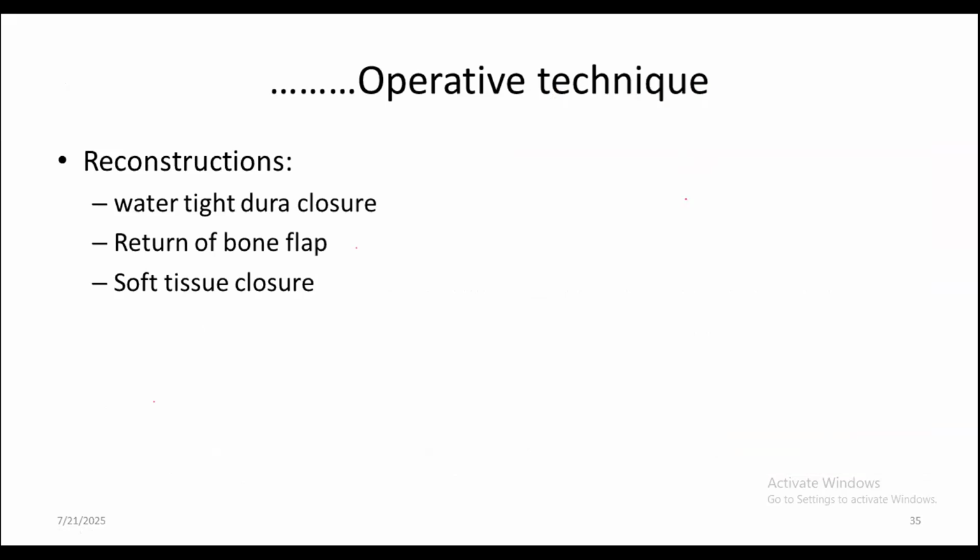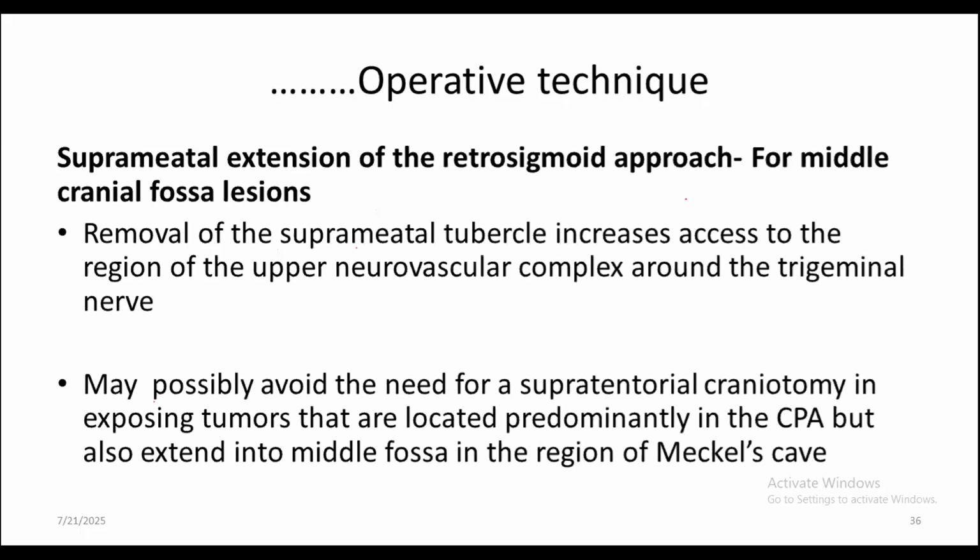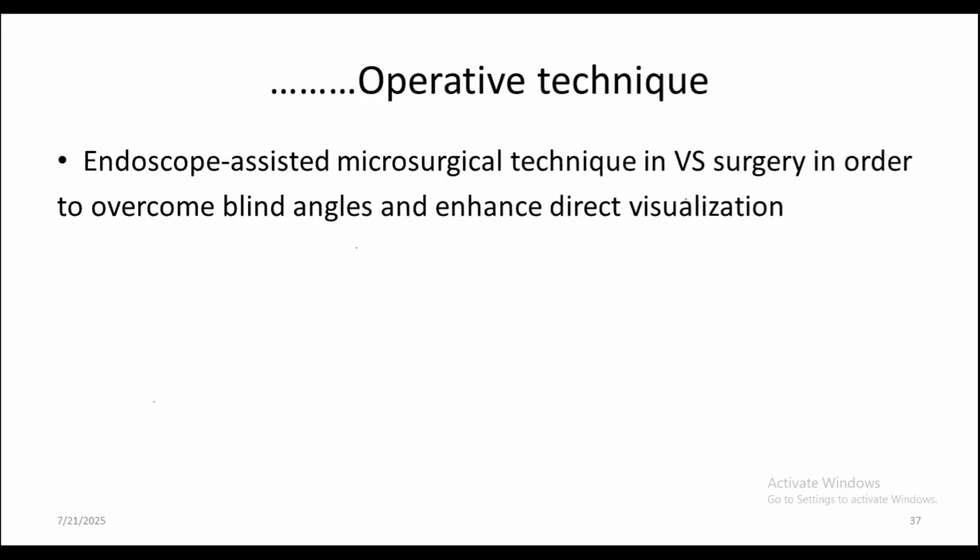Post-operatively, the reconstruction includes a watertight dural closure to prevent CSF leak, return of the bone flap if craniotomy is done, and if craniectomy is done, the bone flap is either kept or discarded. Soft tissue closure is done. It is important to note that there is a suprameatal extension of the retrosigmoid approach for the middle cranial fossa, or tumors that are predominantly in the CP angle but extending into the medial part of the middle cranial fossa. This extension involves drilling of the suprameatal crest in order to reach the middle cranial fossa, especially at the region of the Meckel's cave.